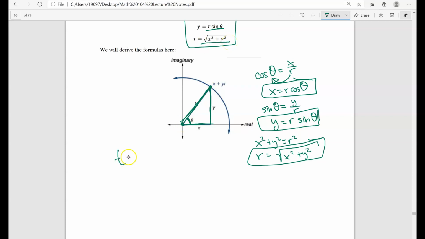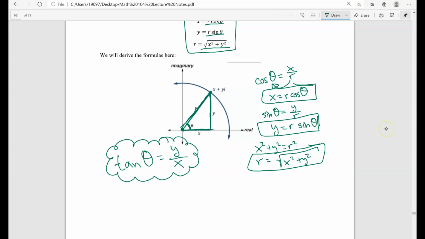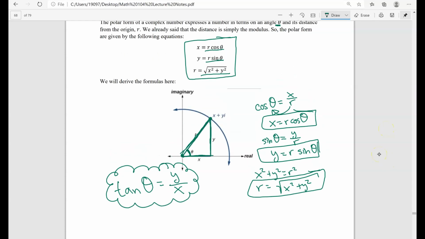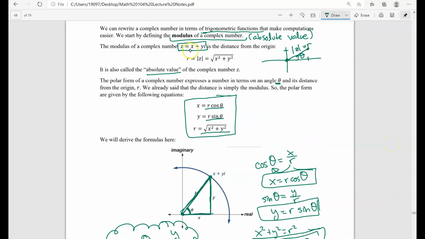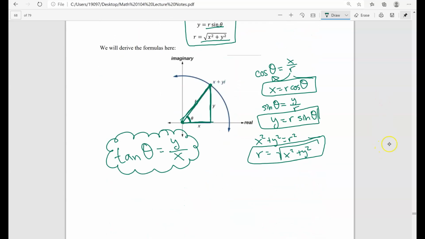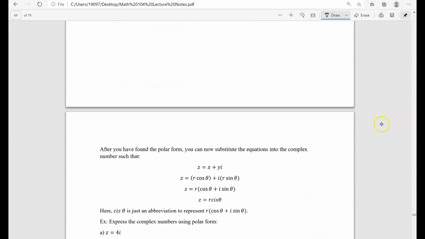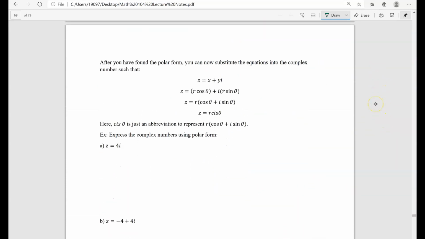Later on, we're also going to use this: tangent of theta is equal to y over x. Keep that in mind. We're not really going to be using it just yet, but we can also use the tangent of theta equals y over x to solve for theta or anything else. Okay, so this is basically a little bit of the derivation for the complex number x plus yi, and being able to write it in terms of r and theta.